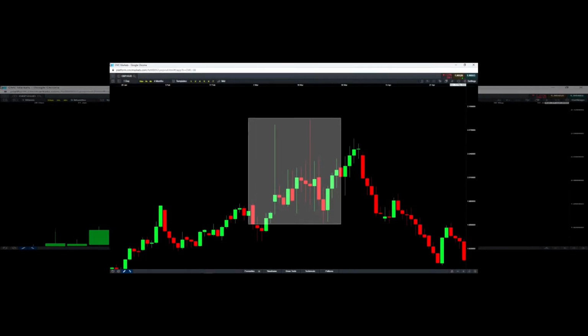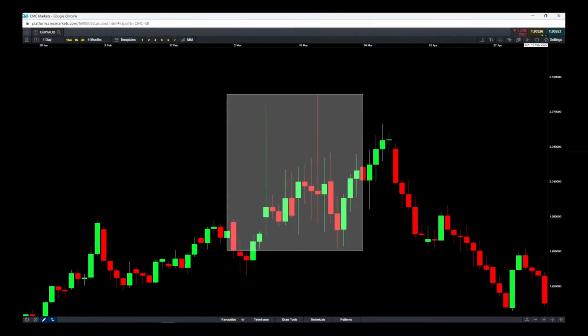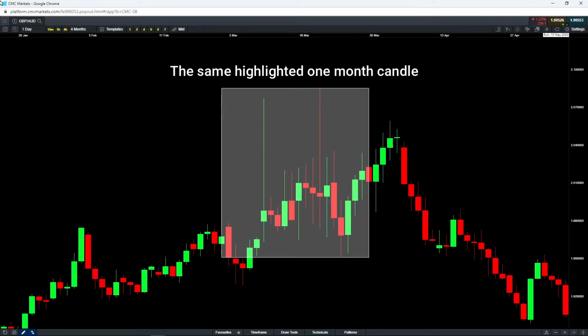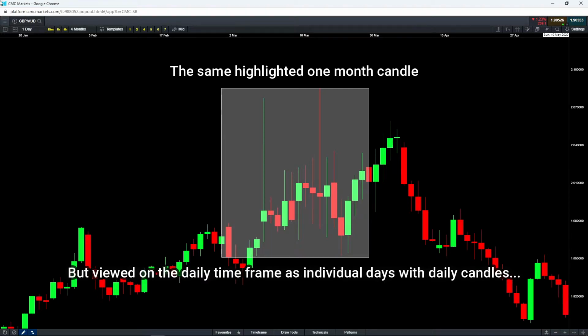If we then drop down to the daily time frame, where each candle represents 1 day's worth of price action and therefore takes 1 day to form, we can see the previously highlighted monthly candle, but now it's broken down into individual daily candles. Again, you can see just how much price action and movement there is inside 1 month's worth of trading. Normally, looking at a month, you just see that 1 candle, but when it's broken down into daily candles like this, we can see the price action of that month in more detail.